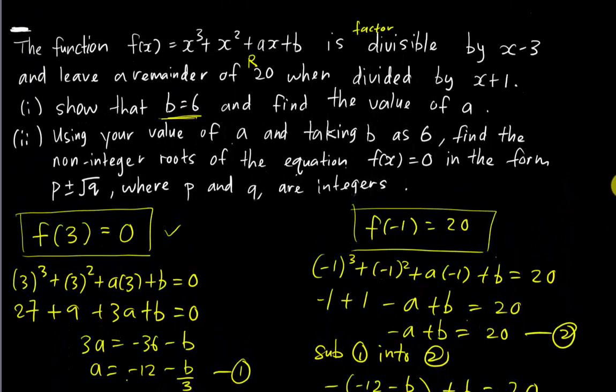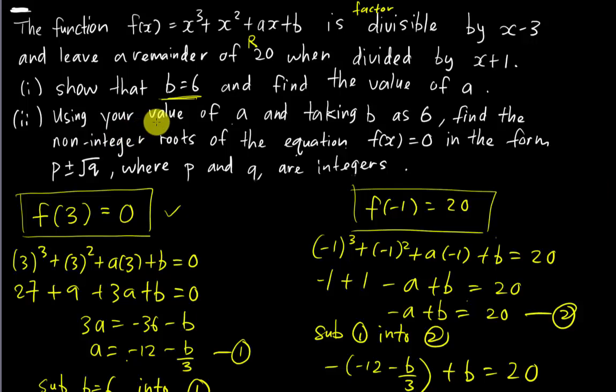Then the question says, using the value of a, which is negative 14, and taking b as 6. So it asks you to take b as 6. Obviously your b is 6 also. So find the non-integer root of the equation f(x) equal to 0 in the form negative p plus minus square root q, where p and q are integers.